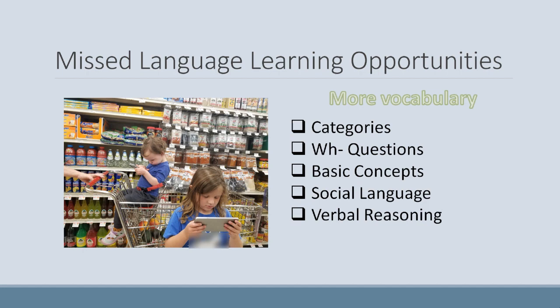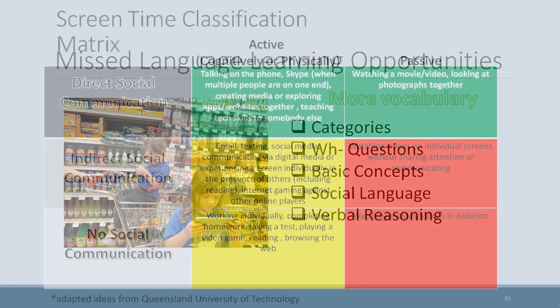There are different types of food on different aisles. Frozen food, meat, dairy, fruits, and vegetables. It's a great way for children to learn new words. And categories are just the tip of the iceberg for the language that kids can learn at the grocery store.